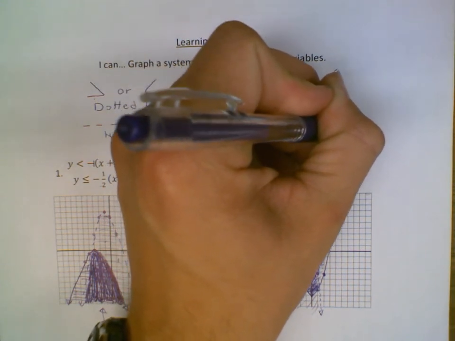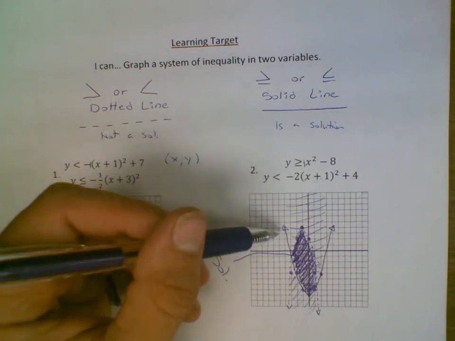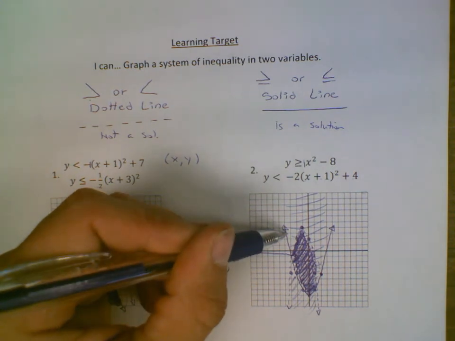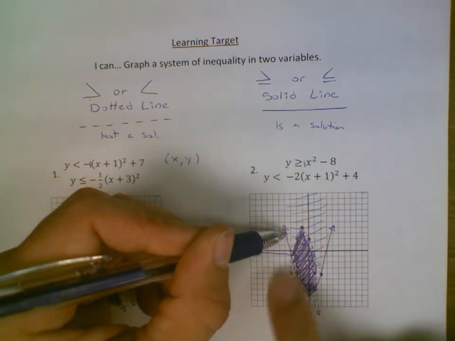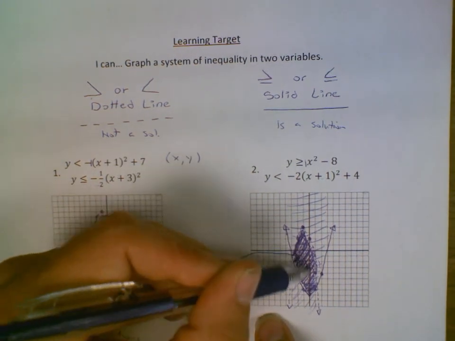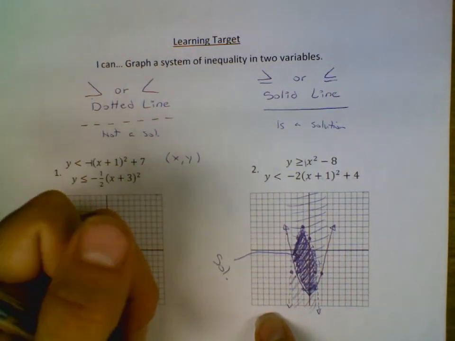Now you have to be a little careful with that. If I fell on the solid line over here, notice that that's not a part of the shaded region, so that would not be a solution. You have to be on the solid line and a part of the double shaded area to be a solution.